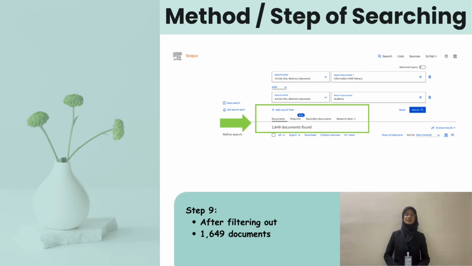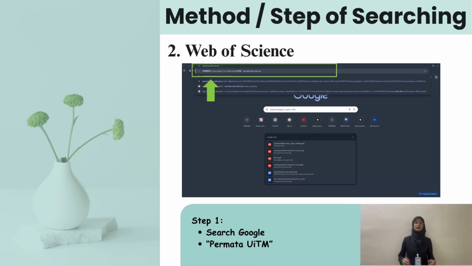At the end of filtering by years, document type, subject area, language, and keywords, we got the result that we want. The result that we got is 1,649 documents. Now I would like to explain about the method and steps of searching for Web of Science. The first step is we went to Google search and then searched for Permata UiTM.